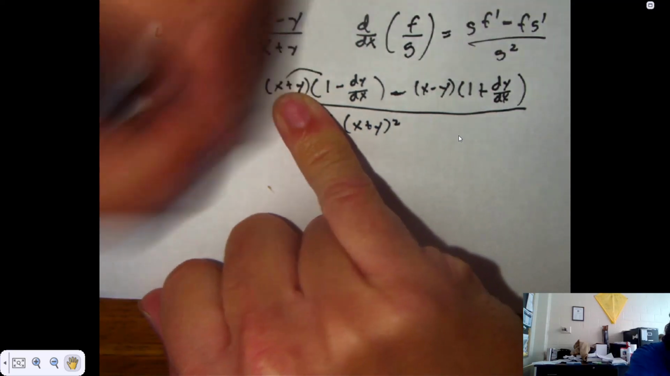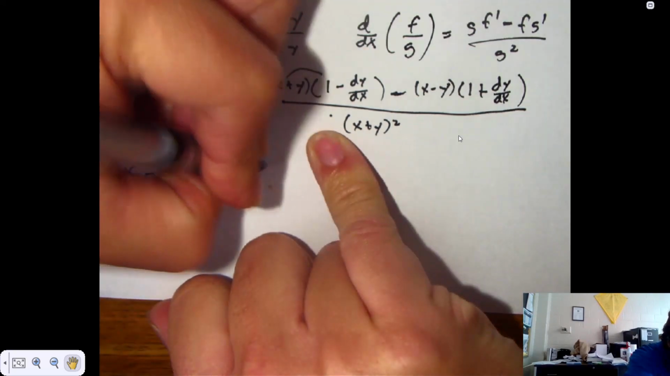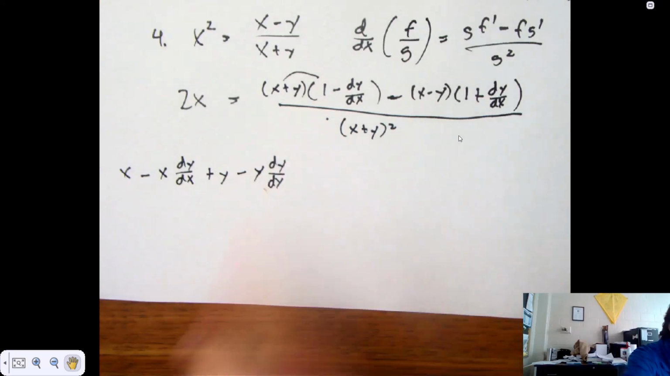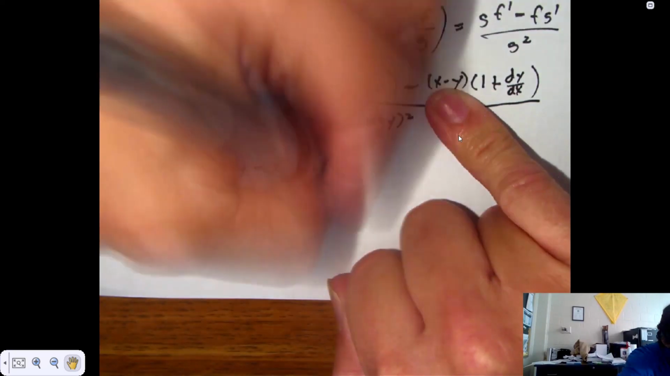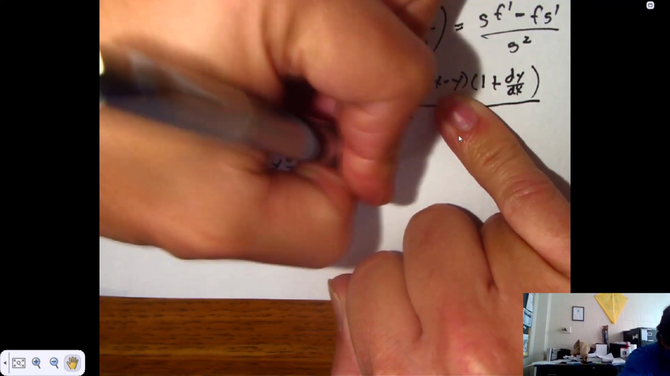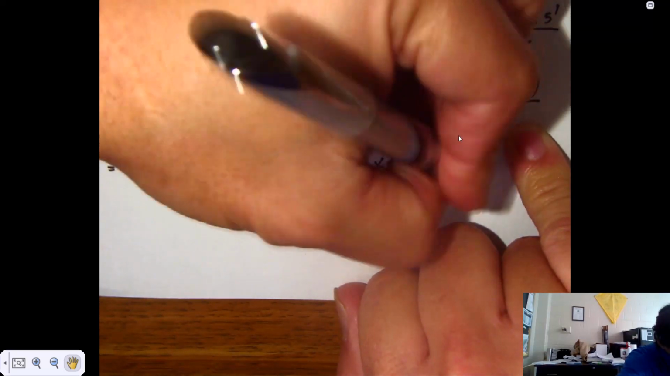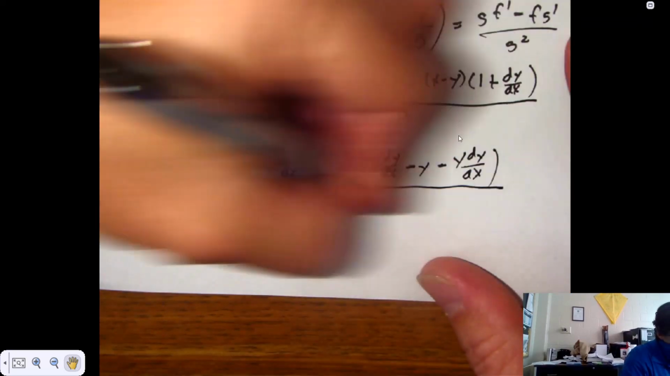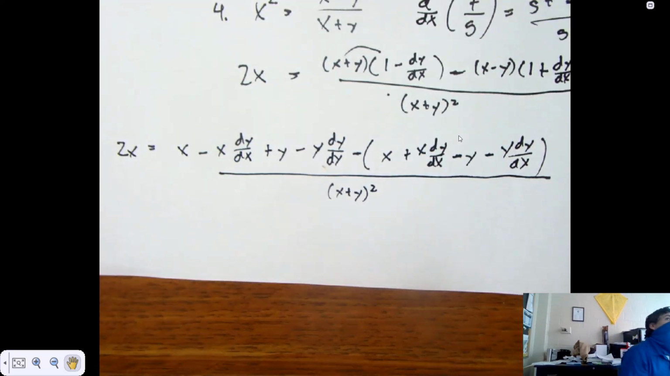There's an x minus an x dy dx plus a y minus a y dy dx. I'm sure there is going to be some stuff that cancels because of this minus sign. So minus, there's an x plus an x dy dx minus a y minus a y dy dx. And it is all sitting over x plus y squared, which I'm not going to mess with. I wasn't talking about the x plus y squared. Maybe I'll mess with it later, but right now I'm not going to, because the goal is to solve for dy dx, not y. So I really don't care about it.